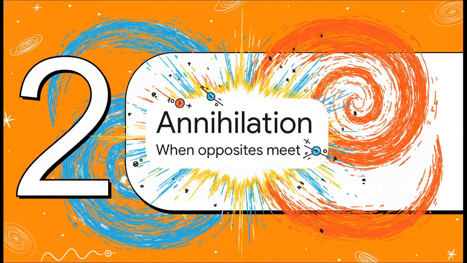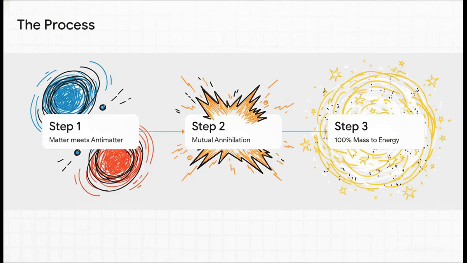So, we know what it is, but the real key to this whole mystery, the reason it's missing, is what happens when these opposites finally meet. And let me tell you, it is probably the most dramatic event in the entire universe. It's actually a pretty simple 3-step process, but with absolutely enormous consequences. When a particle of matter comes into contact with its antimatter twin, they don't just collide, they annihilate. They are completely erased from existence.